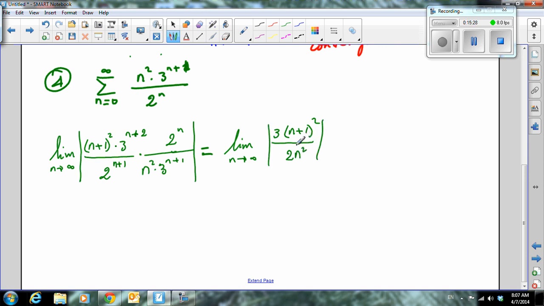Looking at this, you can go ahead and distribute, but I know that when I multiply n plus 1 by n plus 1, I will have an n squared here. The 3 will multiply, so it will be n squared on top and n squared on the bottom. So I will play the coefficient game here, and it would be 3 over 2, where 3 over 2 is bigger than 1. Therefore, I will say it diverges.